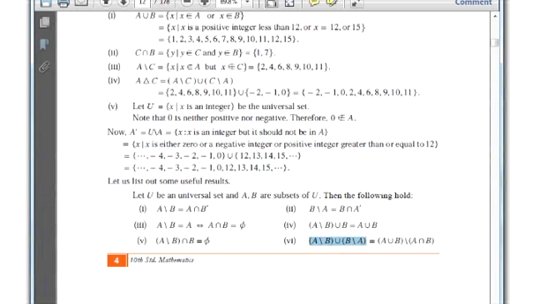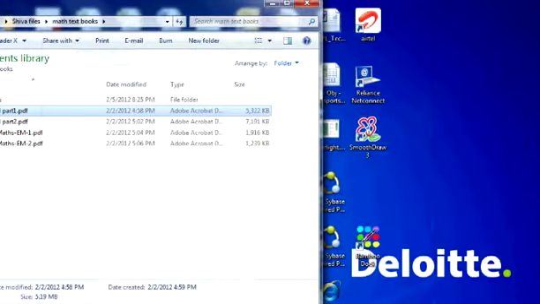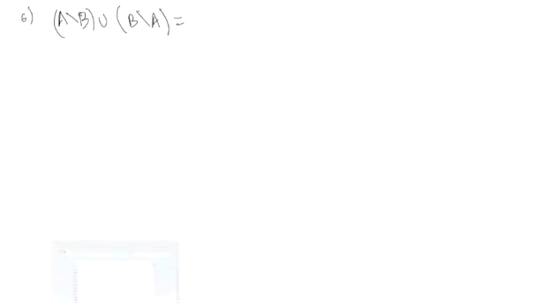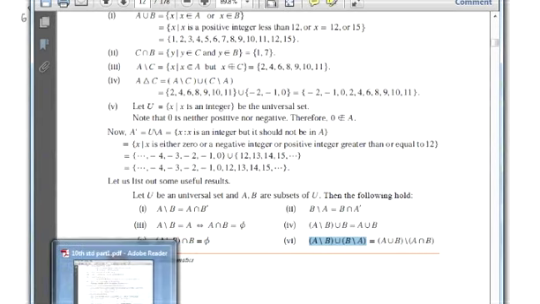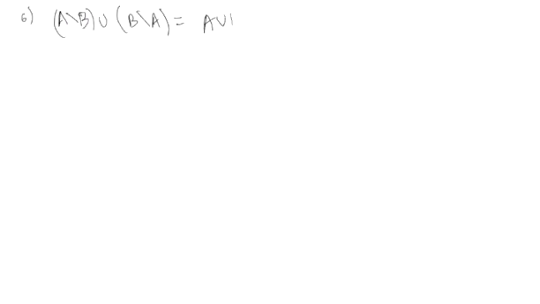So now let's try to prove this. Number six: A set difference B union B set difference A is equal to A union B set difference A intersection B. Okay, fine. So now let's take the left hand side of the equation.